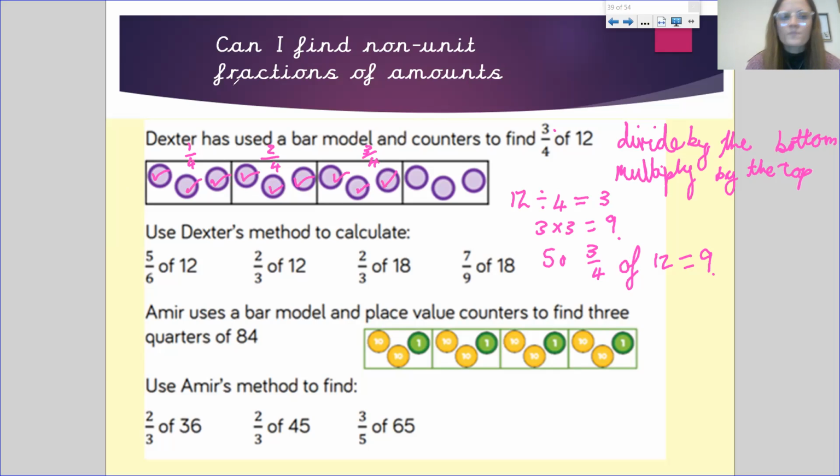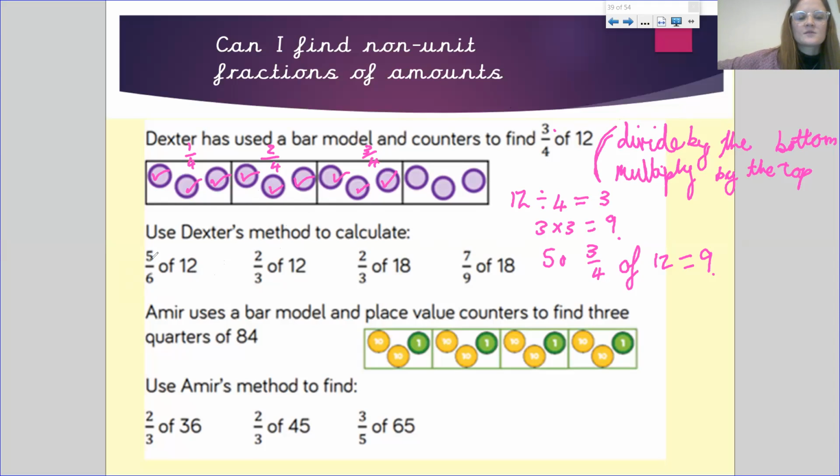Pause the video now and complete these questions using Dexter's method to calculate 5/6 of 12, 2/3 of 12, 2/3 of 18, and 7/9 of 18. Okay, I will do the working out for these ones just next to it in very small without drawing them, but you should have drawn these out when you were working them out. But I'm just going to use our rules here to help me work these out.